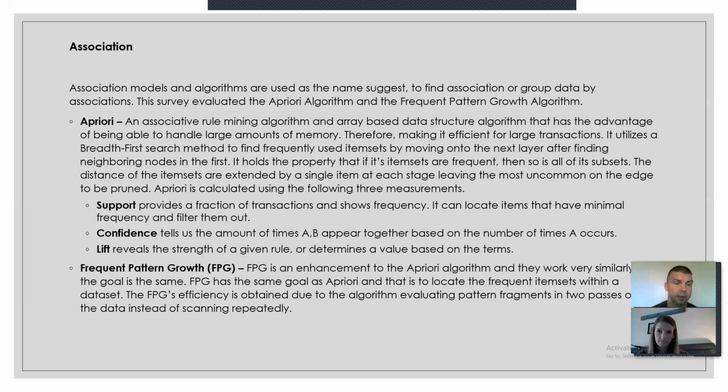FPG, frequent pattern growth, is basically an enhancement of the priority algorithm. They work very similarly and they ultimately have the same goal. FPG has just been optimized to run more efficiently by only evaluating pattern fragments in 2 passes over the data instead of scanning the data repeatedly, being very recursive.